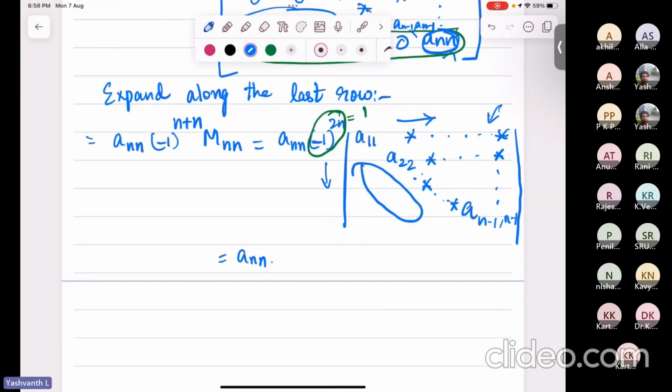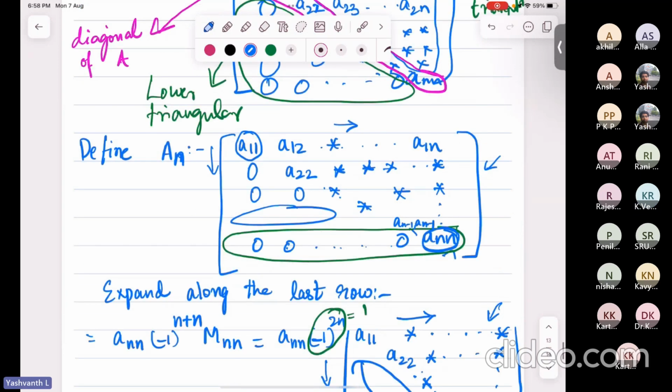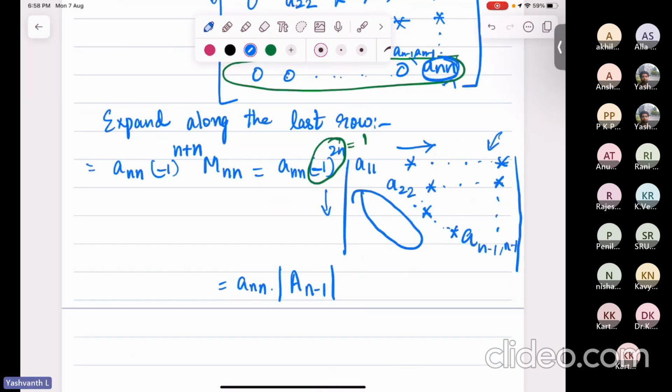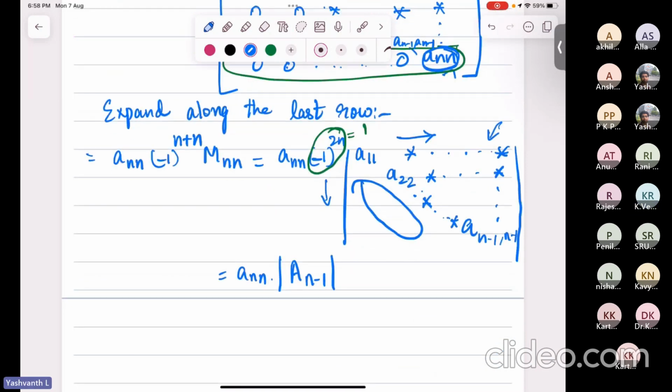Okay, so this is nothing but determinant of A_{n-1}. Because if A_n contains n rows and n columns, with the first diagonal entry a11 and the last diagonal entry ann, of the form of an upper triangular matrix, then A_{n-1} should contain n minus 1 rows and n minus 1 columns. So the first element is a11, and the last diagonal element is a_{n-1,n-1}, of the form of an upper triangular matrix.